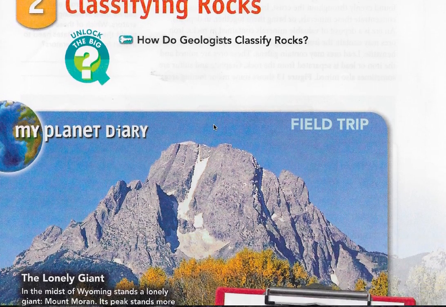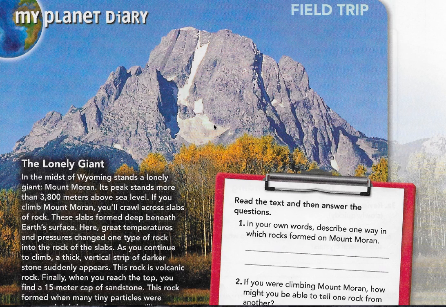So let's go down here. It says, My Planet Diary. I think this is an interesting one to read. It says, In the midst of Wyoming stands a lonely giant, Mount Moran. Stands more than 3,800 meters above sea level. If you climb Mount Moran, you will crawl across slabs of rock. These slabs form deep beneath Earth's surface. Here, great temperatures and pressure changes one type of rock into the rock of the slabs.